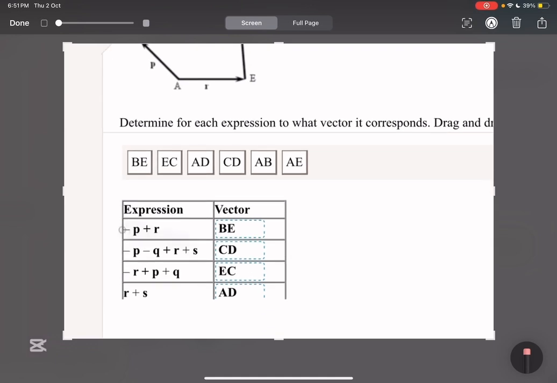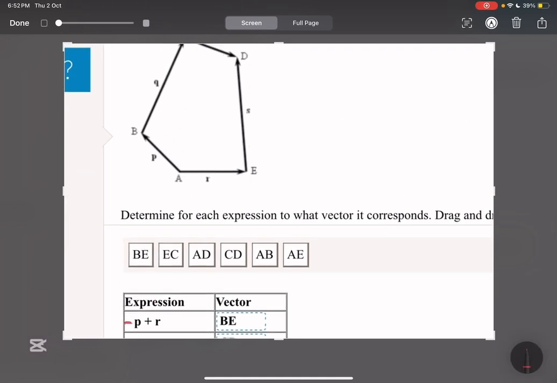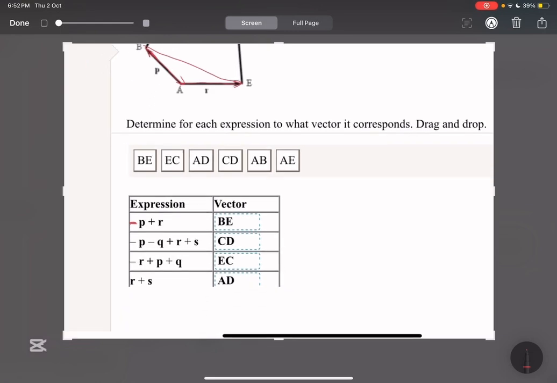So let's look at what they're asking. They want negative P and R. P is going in this direction, okay? Negative means they want you to flip it, so it's gonna be flipped. So instead of A to B, it's gonna be B to A. You see how we flip the arrow? And then plus R. So this is what they want, which is BE right there, okay?